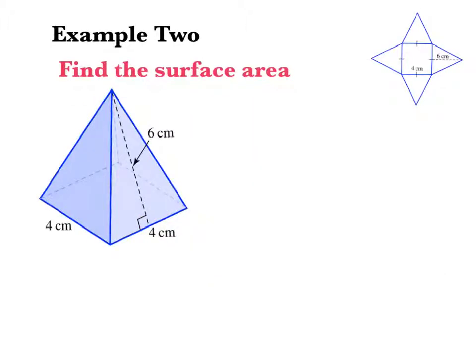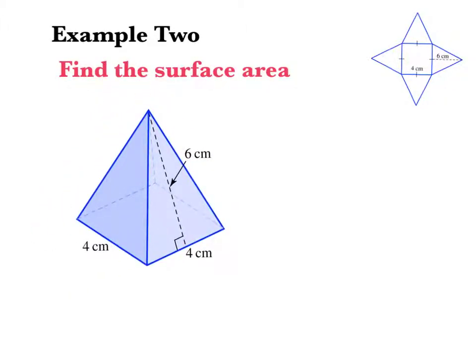Let's go on to a bit of a more tricky one. Let's find the surface area of this object now. It's not a cube. It's another 3D object. It's actually a square pyramid, okay? In order to work out the surface area of it, guys, we deal with each face separately.